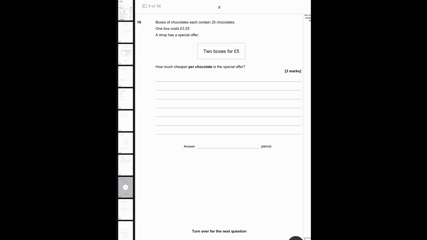Question 10 is talking about boxes of chocolates, and each box contains 25 chocolates. One box costs £3.25, or you can buy 2 boxes for £5. How much cheaper per chocolate is the special offer? Since we're comparing two things, we're going to split our page in half, and we're going to have 1 box on the left and 2 boxes on the right.